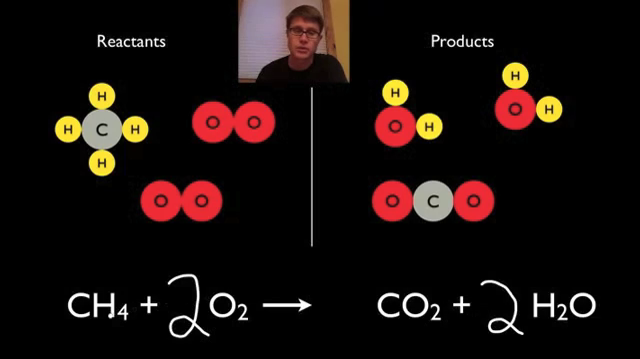Now we could go through the whole thing. How many carbons do we have? 1 on the left, 1 on the right. How many hydrogen do we have? 4 on the left. And this 2 is multiplied by the subscript. So we've got 4 on the right and 4 on the left. And then if we look at oxygen, we've got 4 on the left, and then we've got 2 oxygen here, and we have 2 oxygen there.